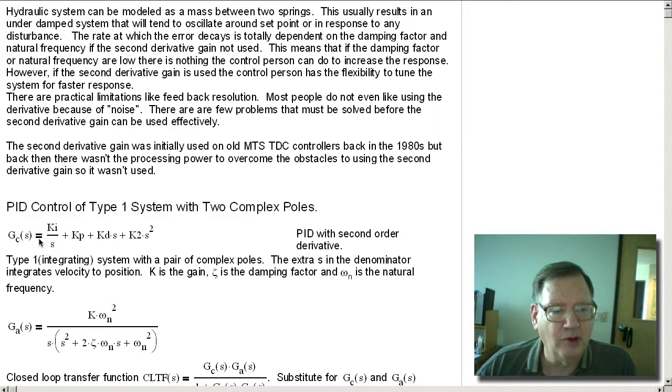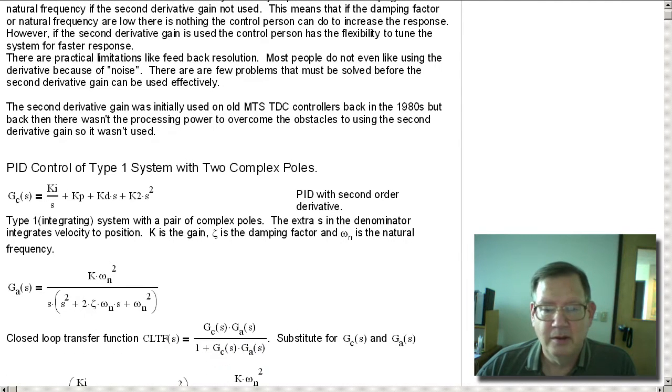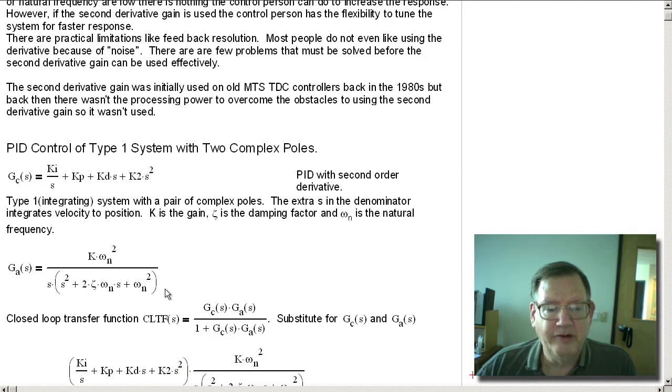Okay, we're going to have the controller first. This is the Laplace transform for the controller. It's the PID part here, and this is the second derivative gain here. And then we have a type 1 integrating system, and we have a gain, which is the open loop gain.